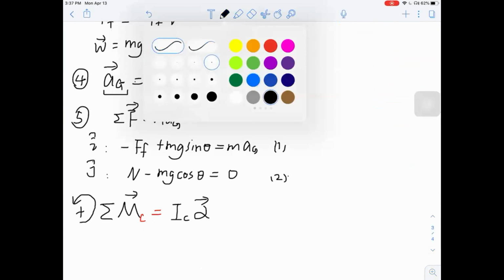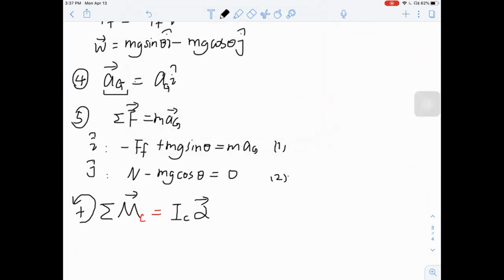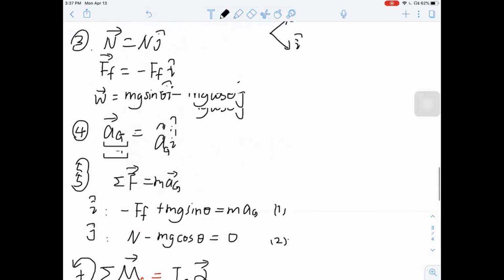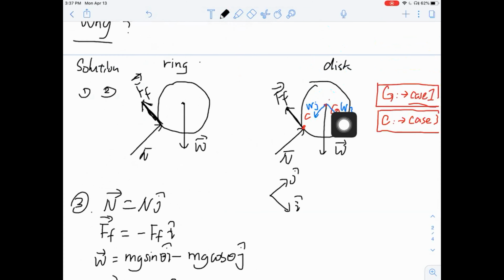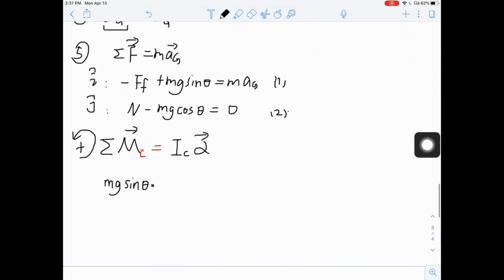So I would write down the weight force on the I component, which is mg cosine theta. Oh, sorry, that's the J component. On the I component, that should be sine theta, times the distance from the force to the point. Since W_G passes through the center of mass, the distance between the center of mass and point C is just the radius R. So that's R.